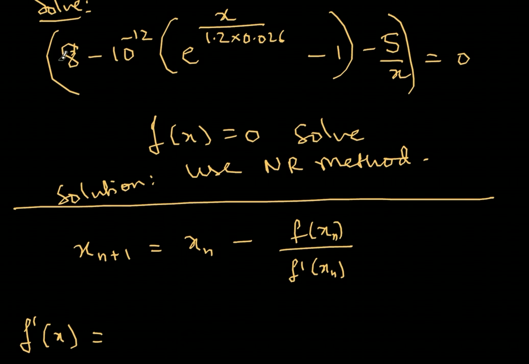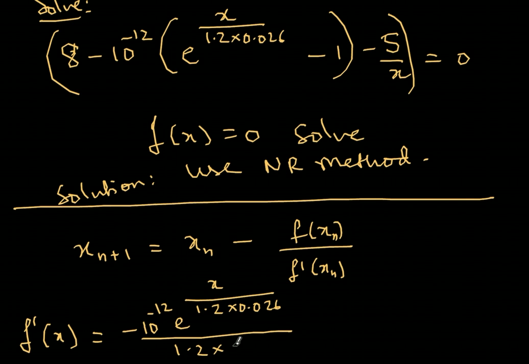Differentiation of 8 is 0. Then we have x here, so I'll get minus 10 to the power of minus 12 here. Then the differentiation of e to the power of x is e to the power of x, so it is the same thing, x by 1.2 into 0.026. Then differentiation of minus 1 will be 0, although it is multiplied here. And then x also has this factor, so I have to divide the entire thing by 1.2 into 0.026. So this is the differentiation of this term. I also have another term, minus 5 by x. So what is the differentiation of minus 5 by x?